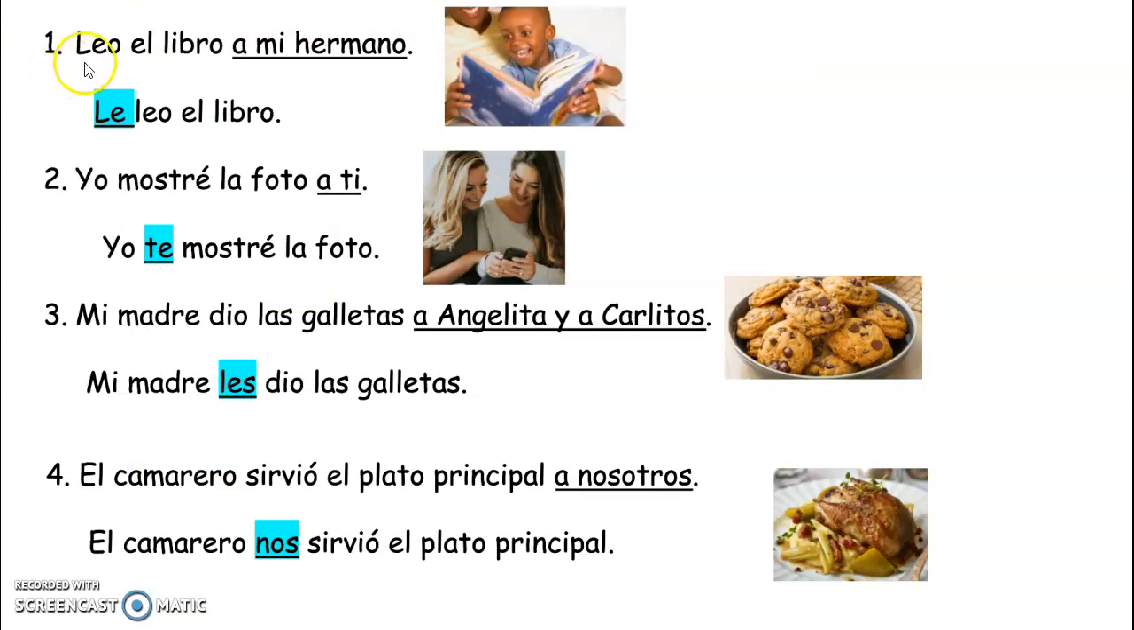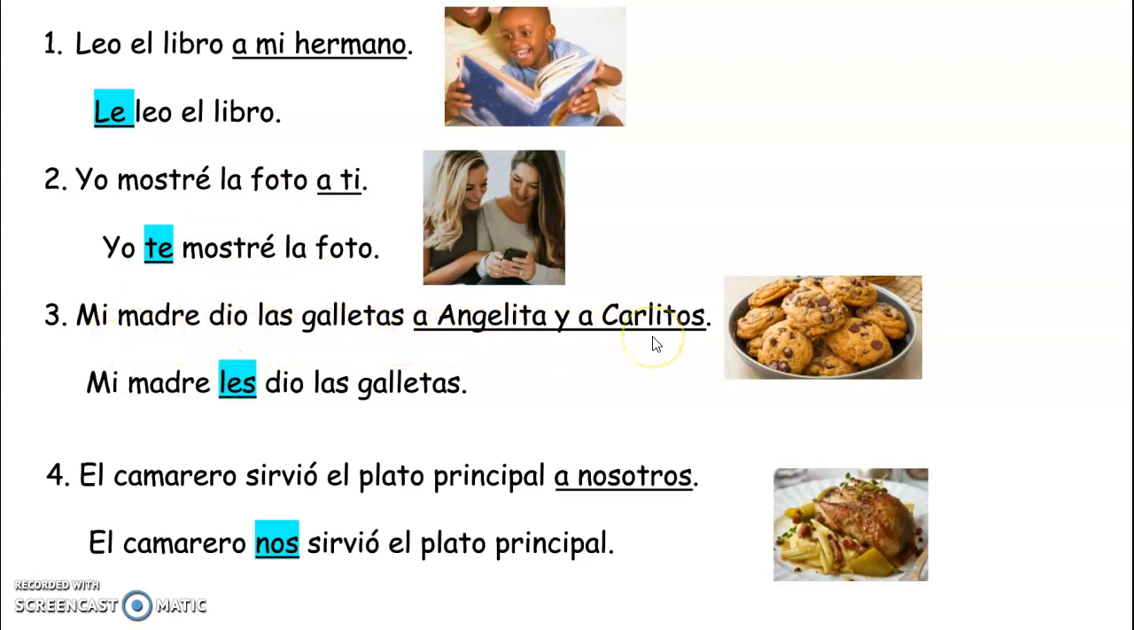Okay, the answers. You should have had le leo el libro. Leo el libro a mi hermano. A mi hermano would be le leo el libro. Mostré la foto a ti. A ti is to you, so it's te mostré la foto. I showed you the picture.